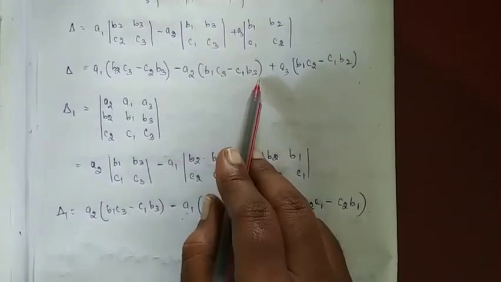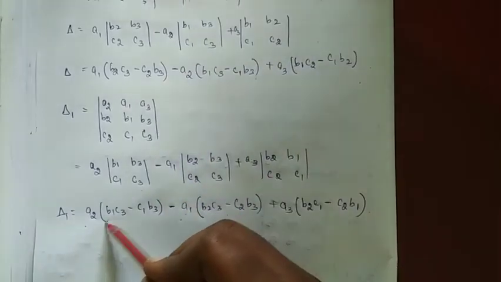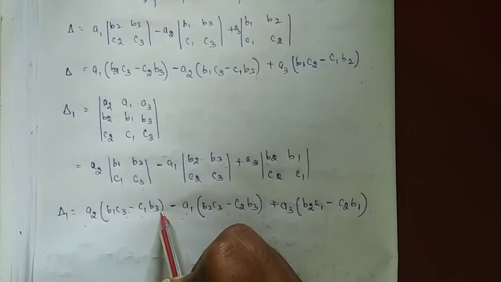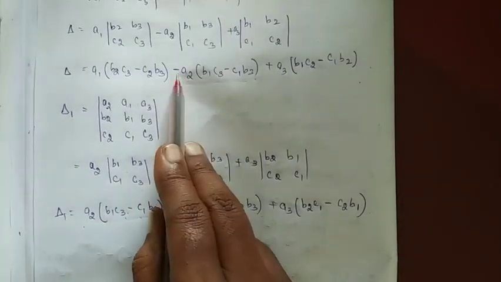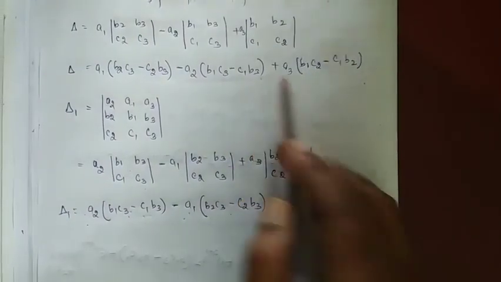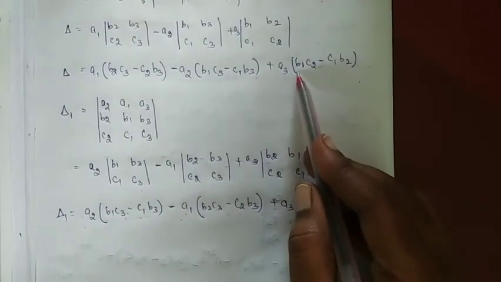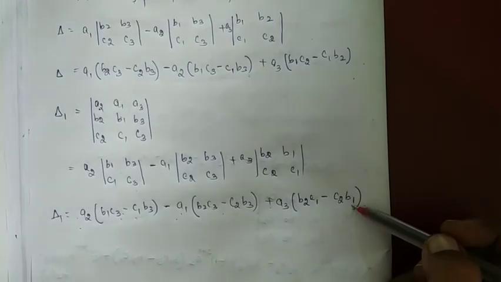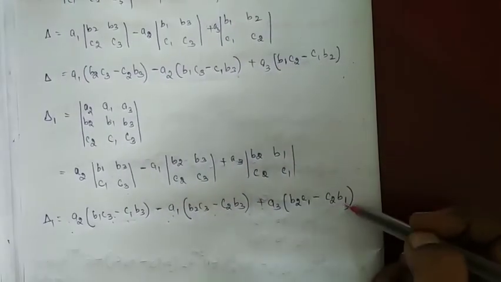Now let us check the next thing. Now a2 is there, b1 c3, minus c1 b3. So the entire thing is there. Here also same thing is there, but here minus sign is there, here plus sign is there. Next plus a3, b1, c2 is in the next place. Here b1 c2 is having plus sign, here I have it in minus sign.